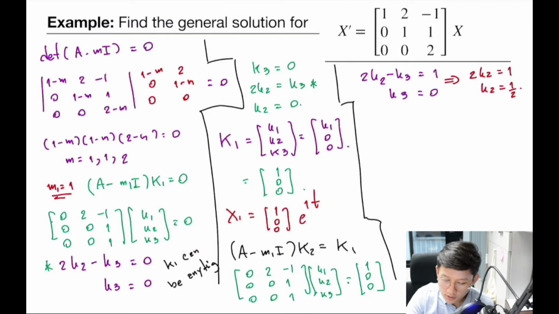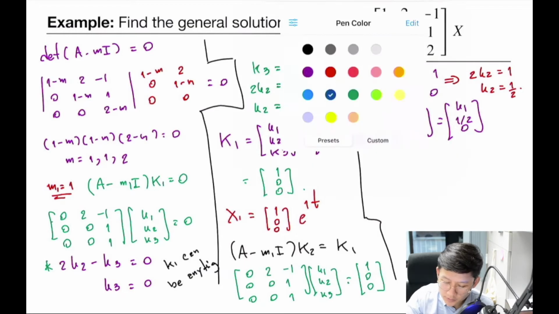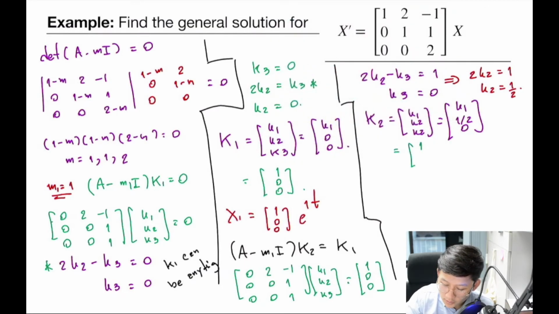Okay, so our vector k2 would be k1, k2, k3. k1 can be anything, k2 is 1 half, and k3 would be 0. Then I can pick k2 as 1 half. I'll pick k1 as 1, so it's 1, 1 half, and 0.